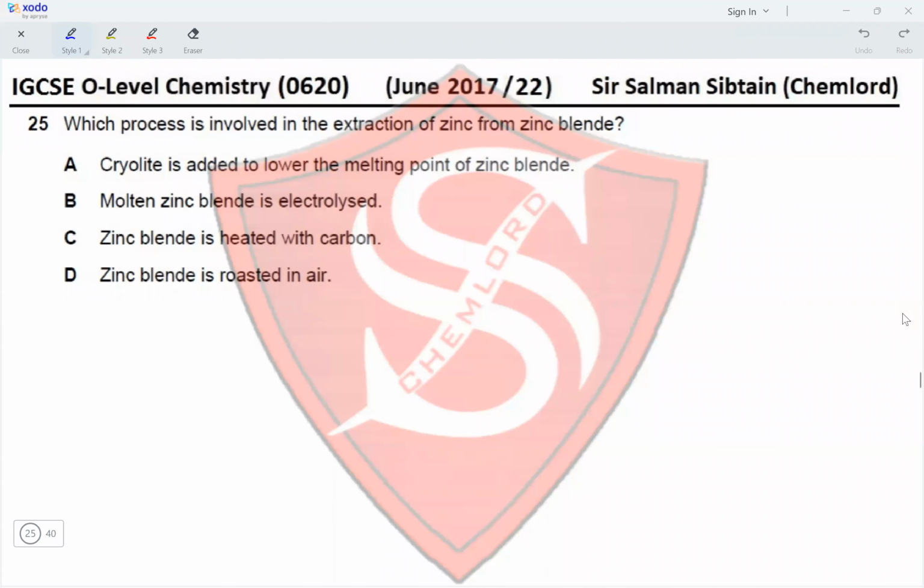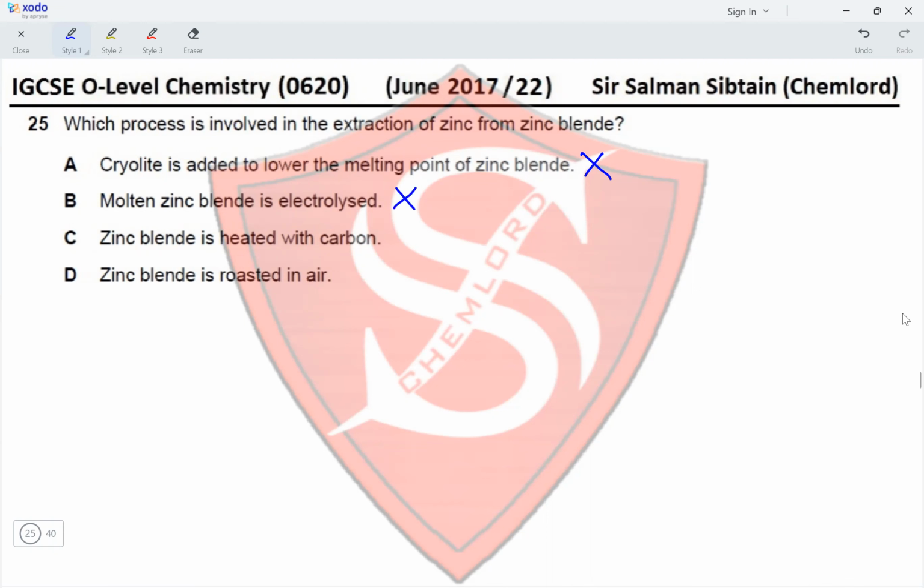Question 25. Which process is involved in the extraction of zinc from zinc blende? Cryolite is added to lower the melting point of zinc blende. No, this happens in the extraction of aluminium, where cryolite is added to dissolve bauxite, which is Al2O3, and to lower its melting point. So, incorrect. Molten zinc blende is electrolyzed. No, molten zinc blende is roasted in air so that it converts into zinc oxide, and zinc oxide is heated with coke to produce carbon dioxide and reduce Zn2+ ions to zinc metal. So this is incorrect as well.